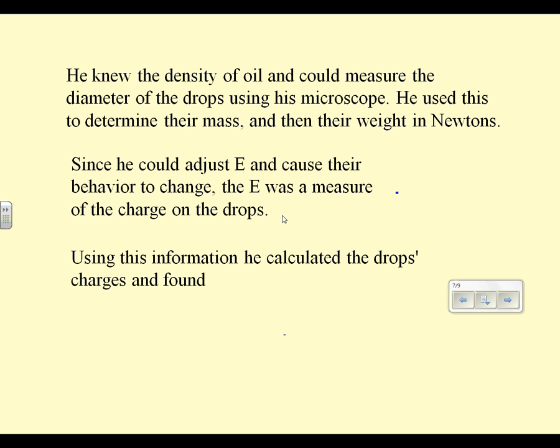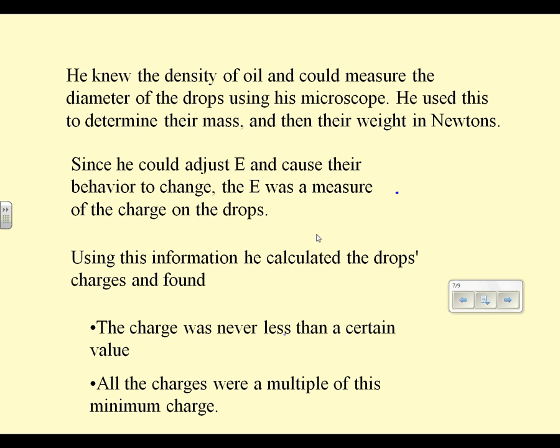And using this information, he calculated the drops' charges and found, number one, that charge was never less than a certain value. It was always above this magic elementary charge. And number two, all of the charges were a multiple of this minimum charge. Now, I often find that kids really don't understand what I'm talking about there, so I'm going to work it backwards.